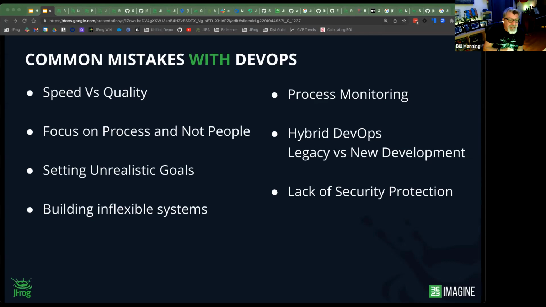Another problem is inflexibility. You would be surprised. I'm sure maybe some of you have actually been aware of this, but some of these systems are set in stone. They're like, this is the way it is, and you just have to work within your confines inside the guidelines that have been defined by somebody.